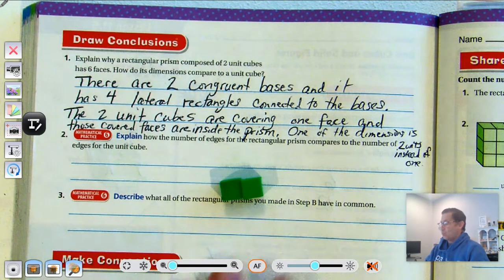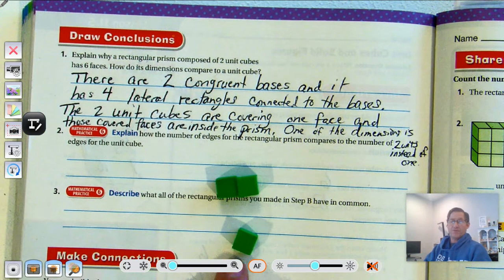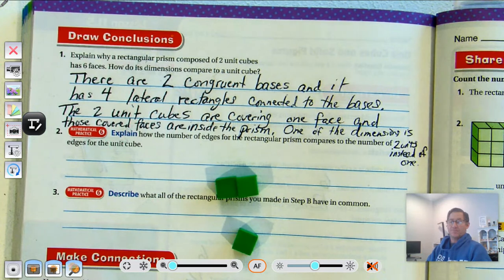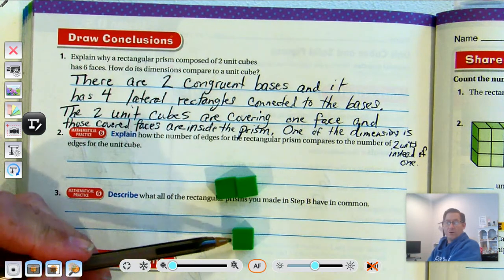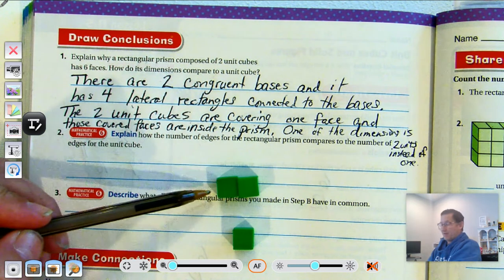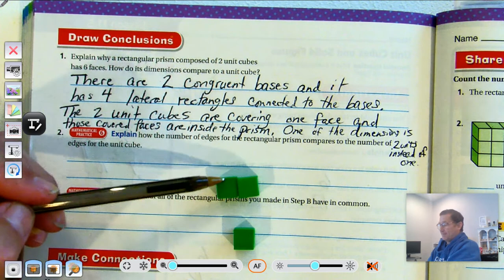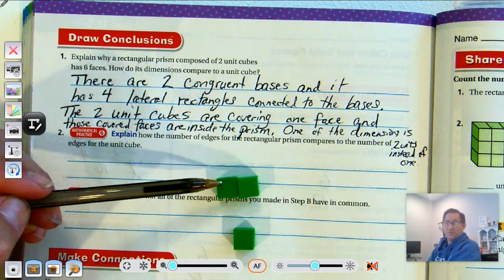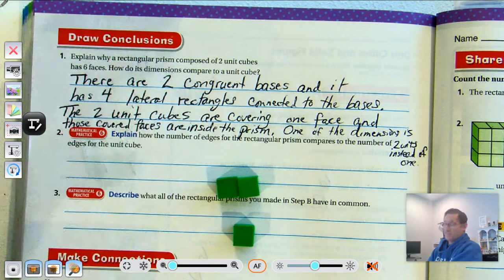Okay, and then how does it compare to just one? So here we have 1 unit cube, right? Well, 1 unit cube has a width of 1, right? But so do these 2. They still only have a width of 1. They only have a height of 1, right? A unit cube by itself only has a height of 1. So the only difference is that the length will be 2, whereas the unit cube only has a length of 1. All the other dimensions will be the same.